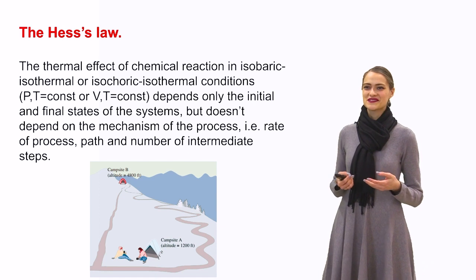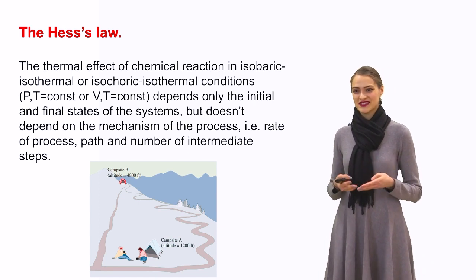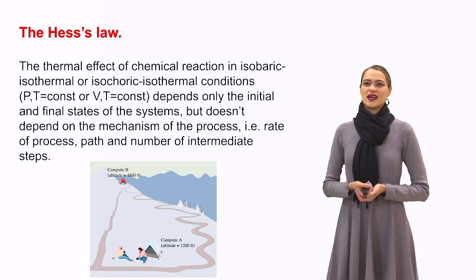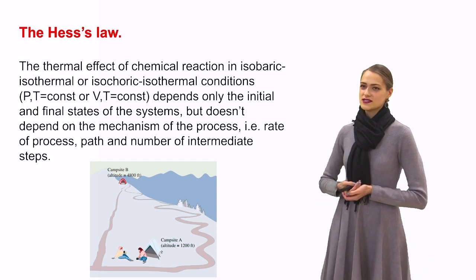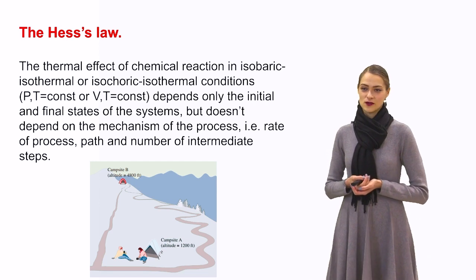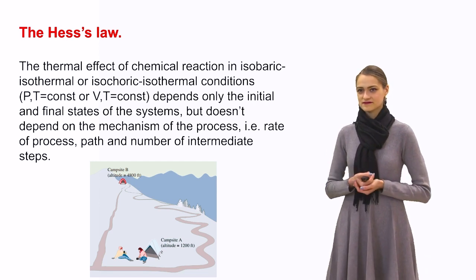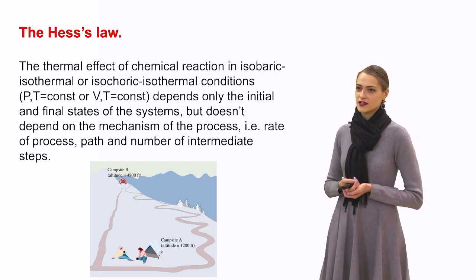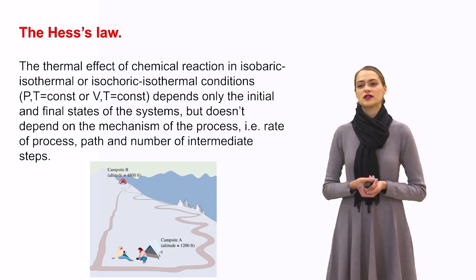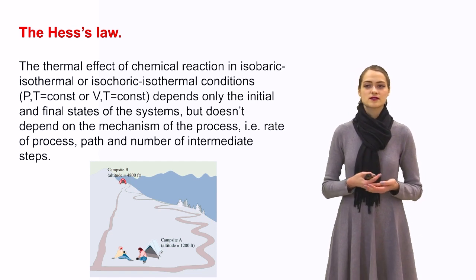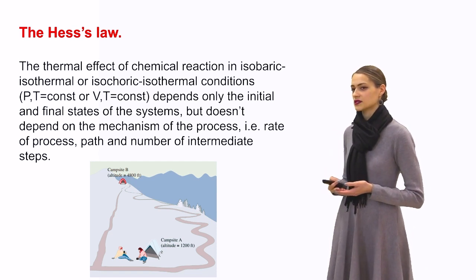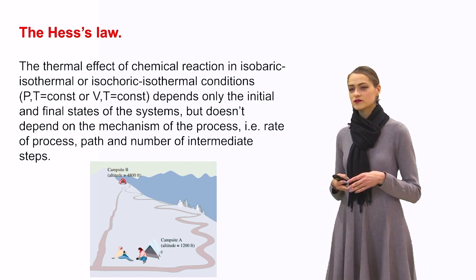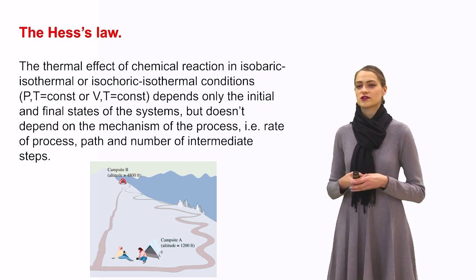Now let's see how we can calculate exact thermal effect for exact chemical reactions. For this aim, we use the Hess law. What does this law tell us? The thermal effect of all chemical reactions, which we make in isobaric isothermal or isochoric isothermal conditions, so I mean volume and temperature are constant or pressure and temperature are constant.